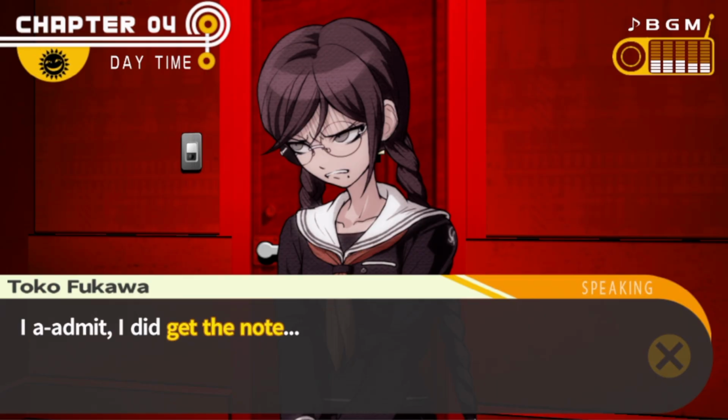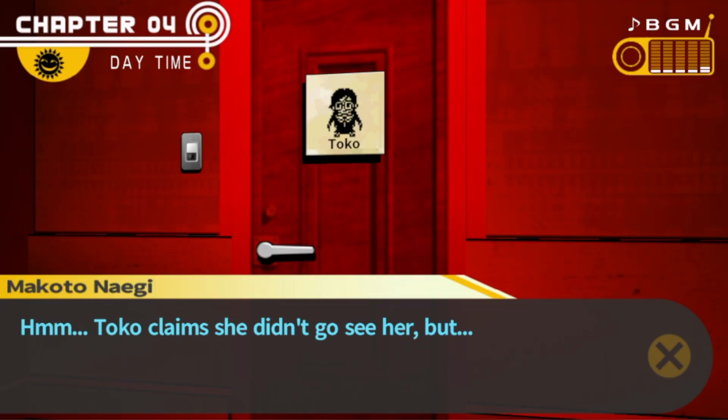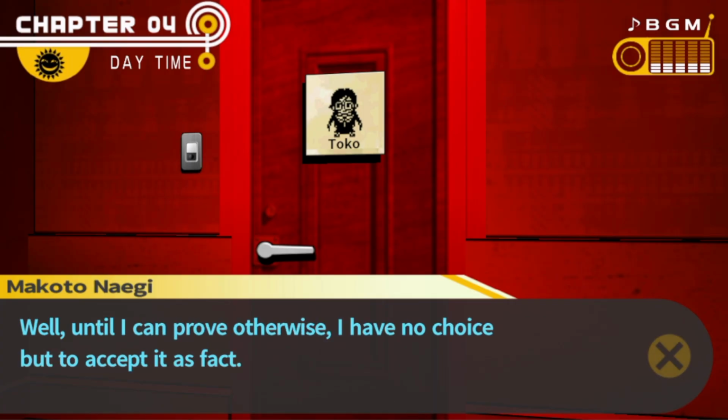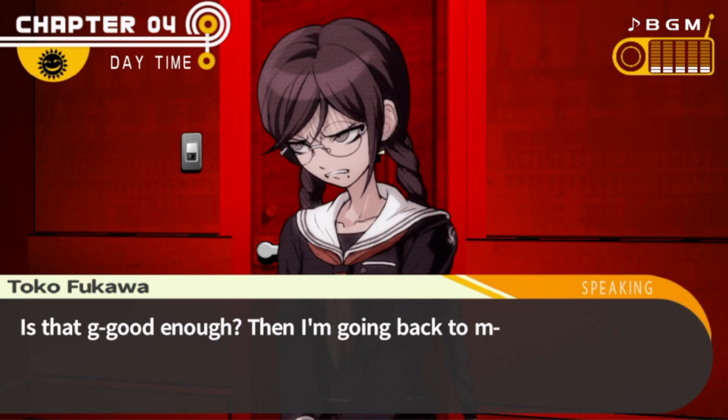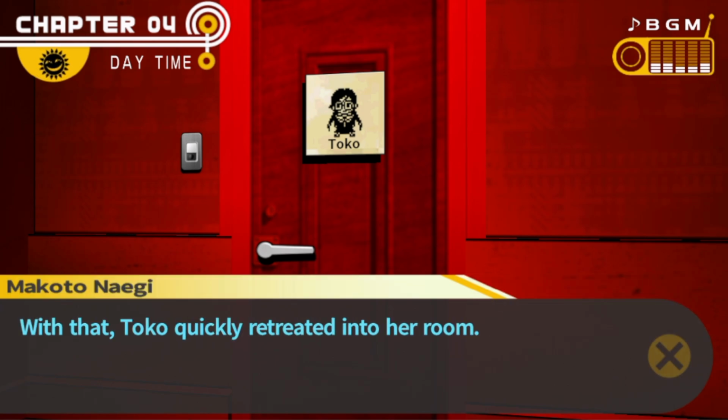I admit I did get the note, but I didn't go see her. I was scared, so I couldn't bring myself to go. Toko claims she didn't go see her, but I really believe her. Well, until I can prove otherwise, I have no choice. Is that good enough? Then I'm going to go back to my room. With that, Toko quickly retreated into her room.